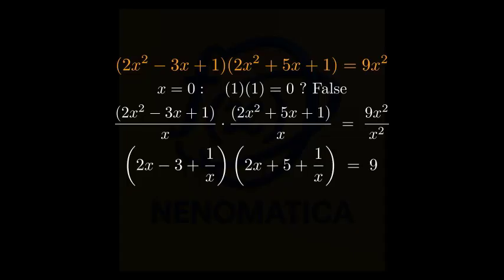Step 2. Notice the symmetric expression, 2x plus 1 over x, appears in both parentheses. We can group terms around that quantity. Now define a new variable y.